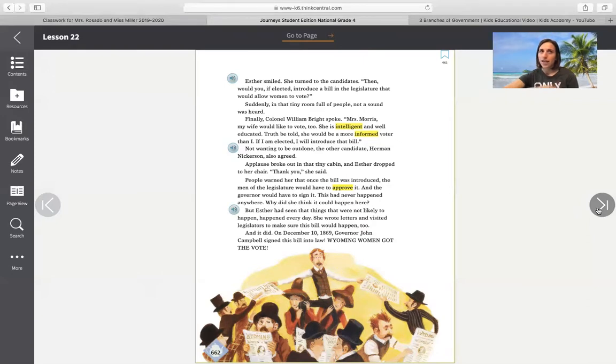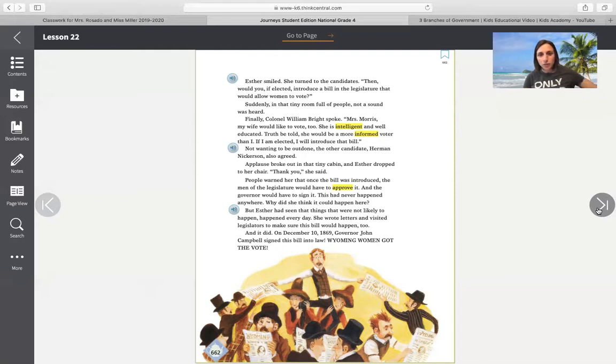So wait, Esther proposed or asked the men in the room, would you, if you became mayor of our town, would you change the law, change the legislature, and say that women could vote? And all of a sudden, silence. None of the men had anything to say.